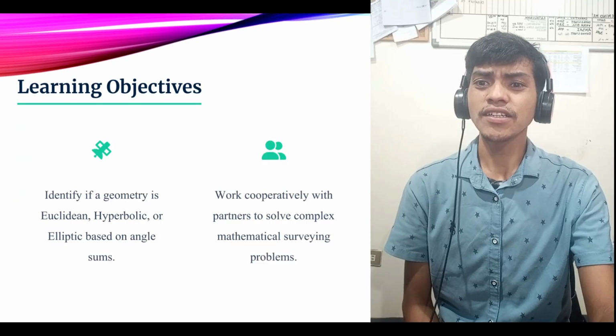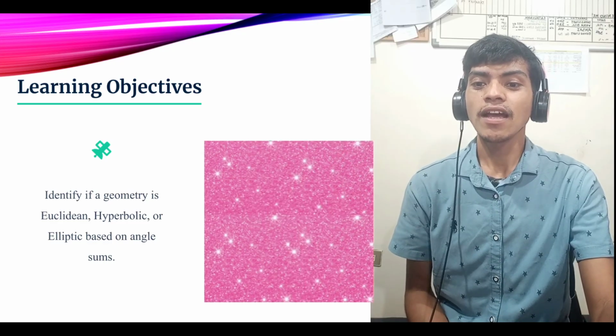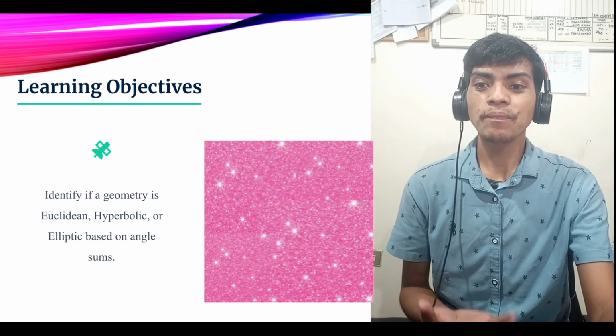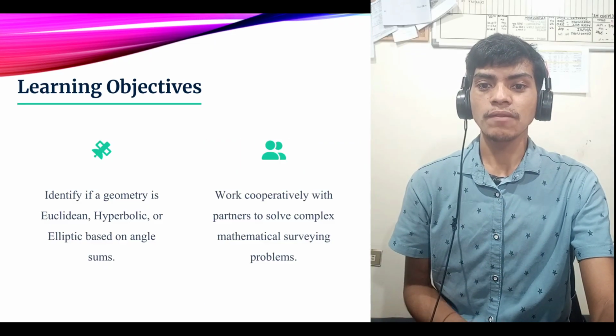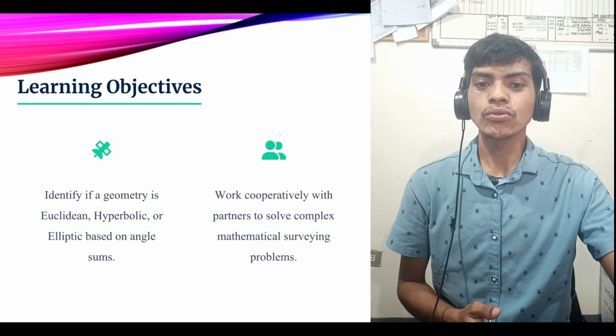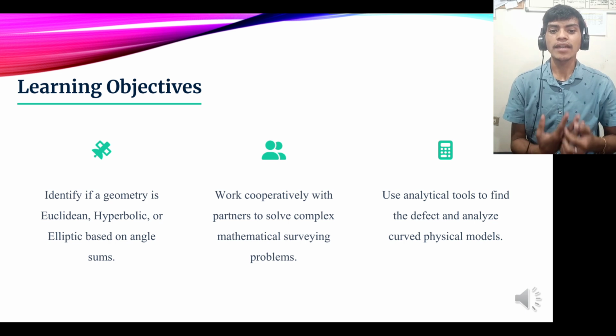Now, in learning objectives: identify if a geometry is Euclidean, hyperbolic, or elliptic based on angle sum. Work cooperatively with partners to solve complex mathematical surveying problems. Use analytical tools to find the defect and analyze curved physical models.